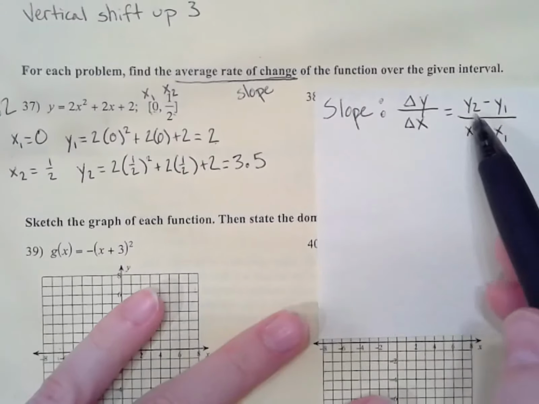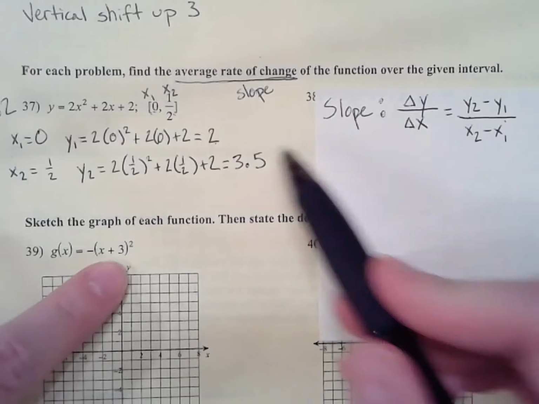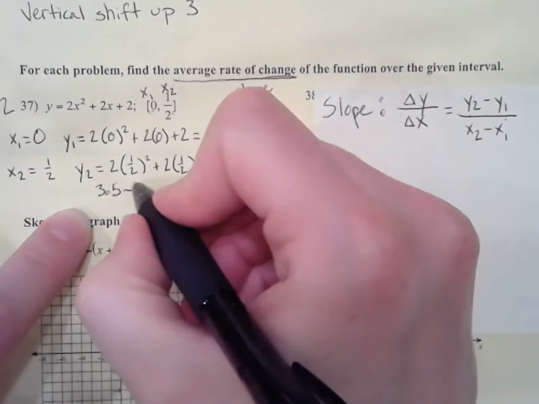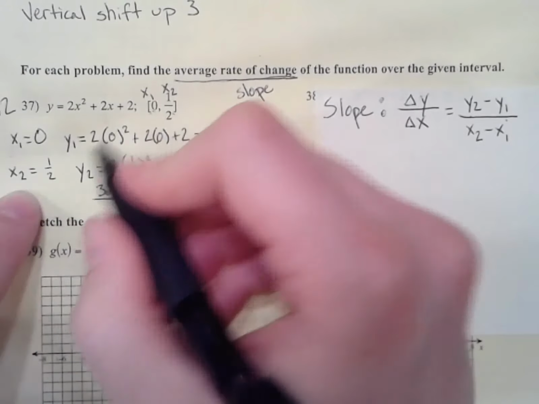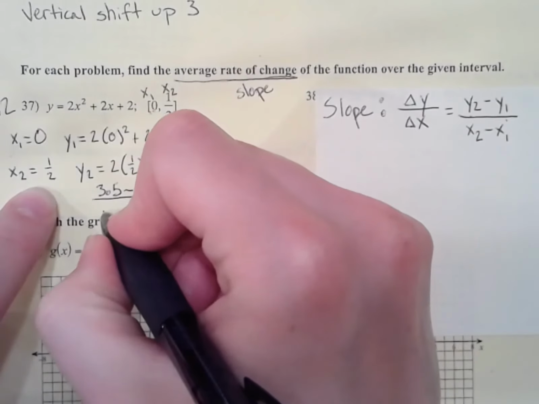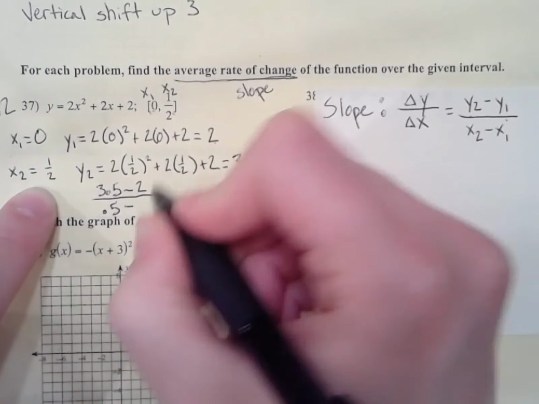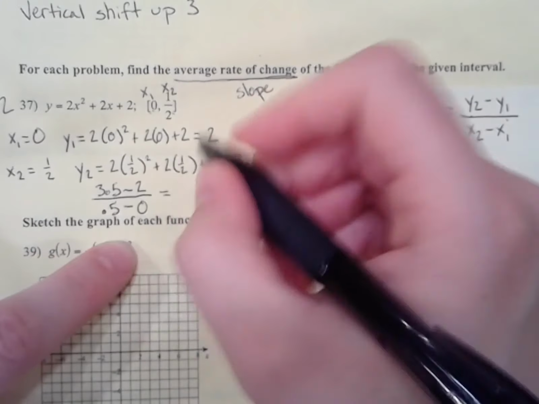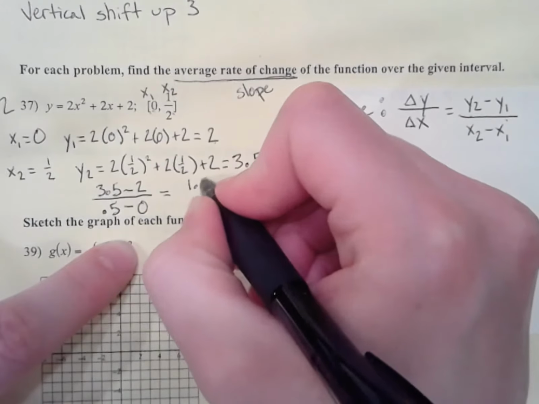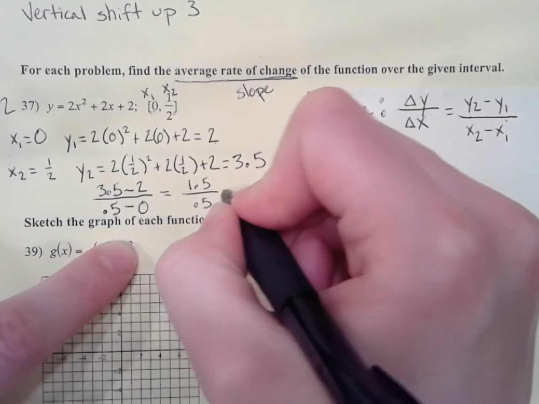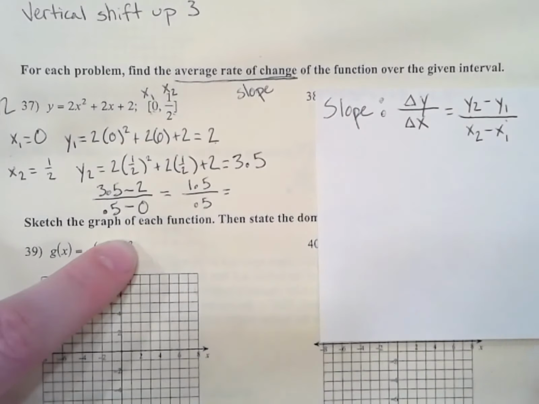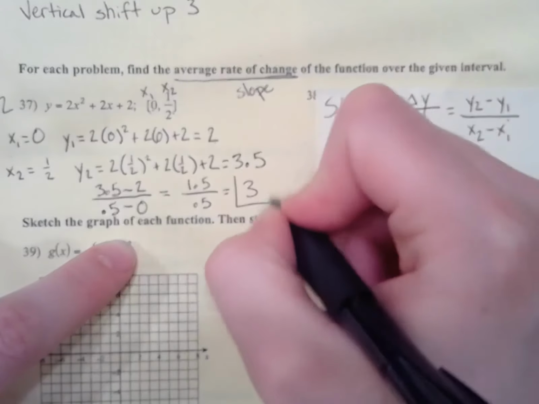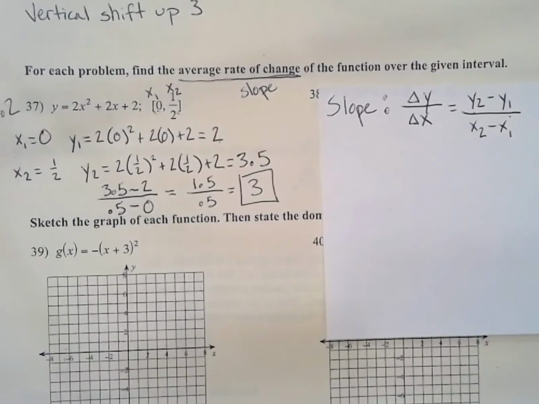Okay, so once again, I'm just going to plug into this formula. So y2, which was 3.5, minus y1, which is 2, over x2, which is 1/2, and let's call that 0.5, just because it's easier to write, minus x1. So that's going to give us a 1.5 divided by 0.5, and that, you could type that in your calculator, is going to be 3, and that's your average rate of change.